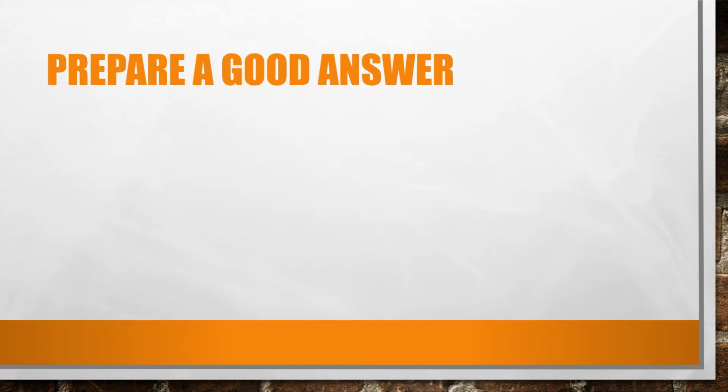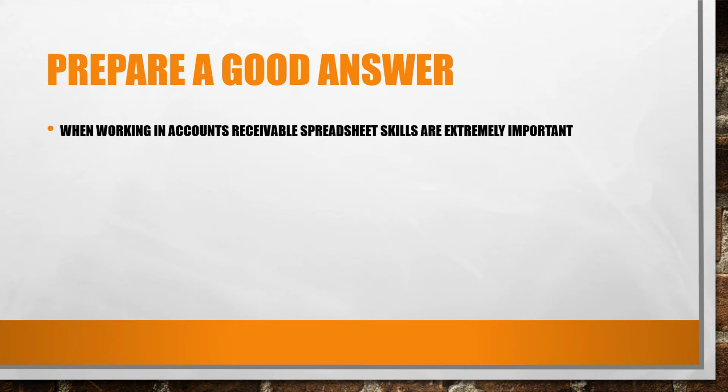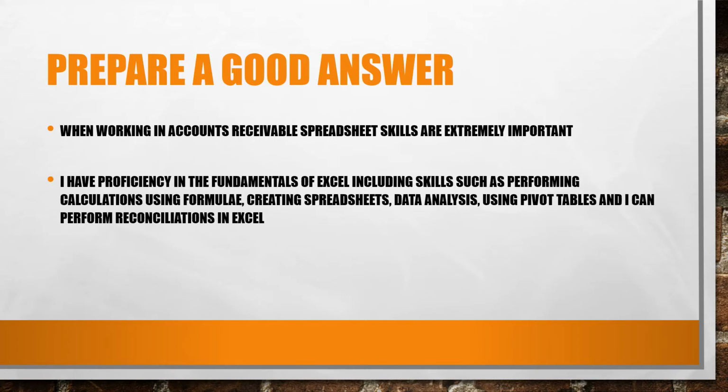When you are preparing your actual answer, here is an example answer of what you could say. So start by agreeing with them. They've asked this question for a reason. They think it's important. Agree with them. So say, when working in accounts receivable, spreadsheet skills are extremely important. Then you need to explain clearly why you have all those skills. So you say, I have proficiency in the fundamentals of Excel, including skills such as performing calculations using formulae, creating spreadsheets, data analysis, using pivot tables, and I can perform reconciliations in Excel. So you're basically listing all of the key skills that they're going to need.